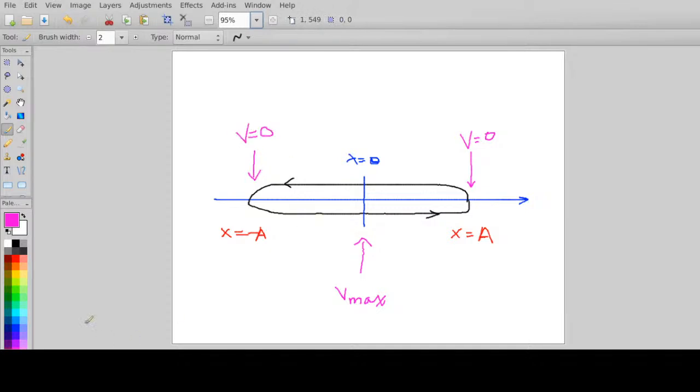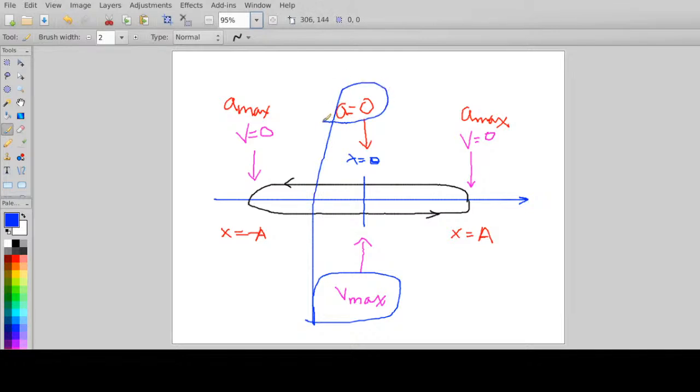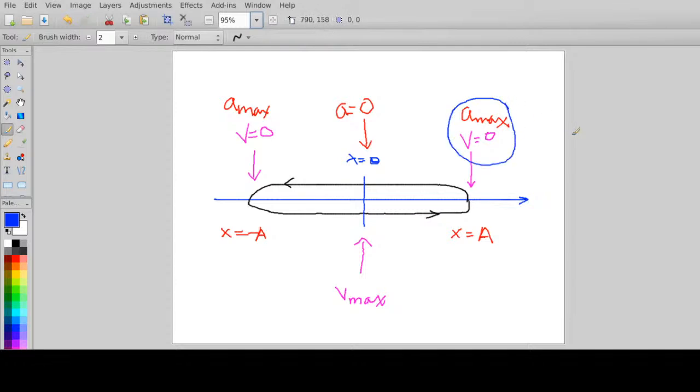Okay. Well, what about the acceleration? The acceleration is maximum at the endpoint. So you get a max here at the endpoint, and you get a max here at the other endpoint. And the acceleration right in the middle is 0. So you can see that the acceleration and the velocity do the exact opposite. For the velocity, you get maximum at equilibrium, but for the acceleration, you get 0. And at the endpoint, you get maximum acceleration, but you get 0 velocity.